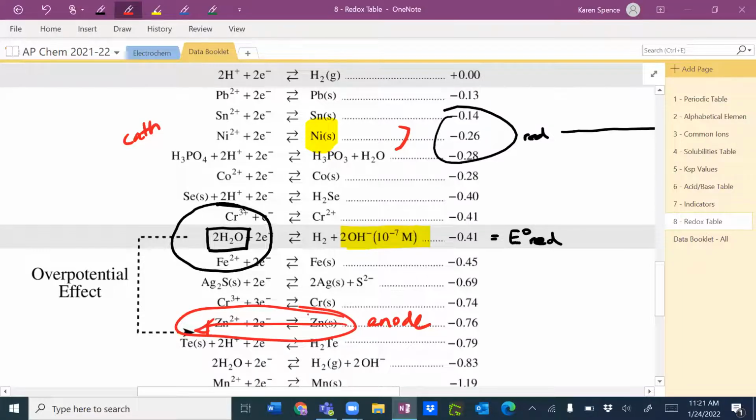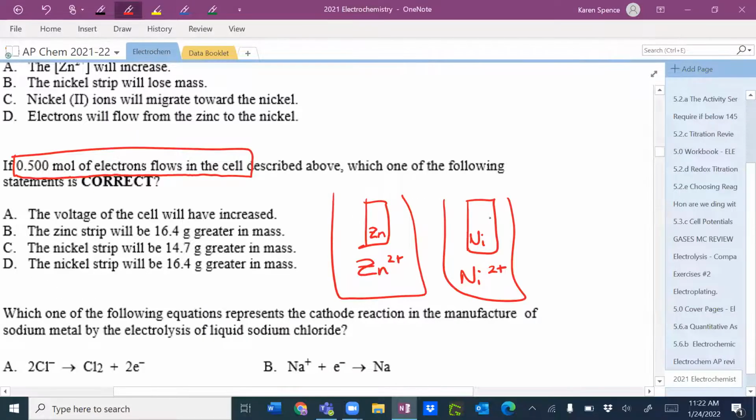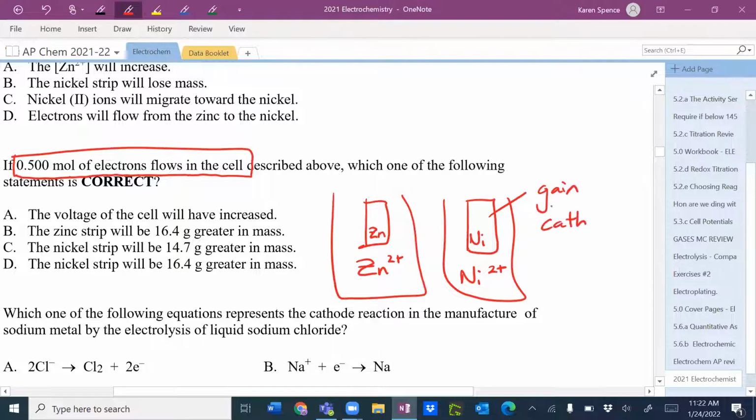So let's go back to our question. So nickel gains. Come on, there we go. Nickel gains. It's the cathode. Zinc loses mass, because it is the anode. And so we are looking at either C or D, which I might have predicted because, you know, there's two that could possibly be.